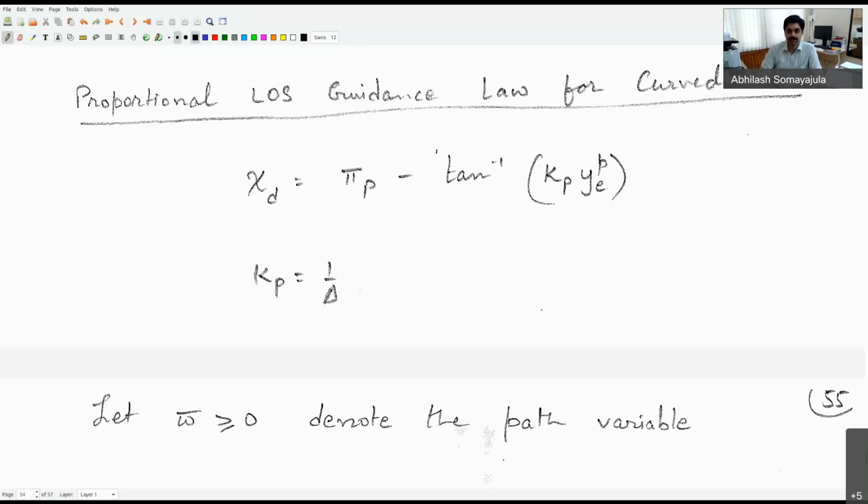Notice that in the proportional line of sight guidance law, the desired course angle was given by the angle pi p, which was the angle of the line joining the two waypoints with respect to the north, minus tan inverse of Kp times ype, where ype was the cross track error and Kp was the proportional gain. This gain was typically specified in terms of the look ahead distance as 1 by delta. We had seen this before.